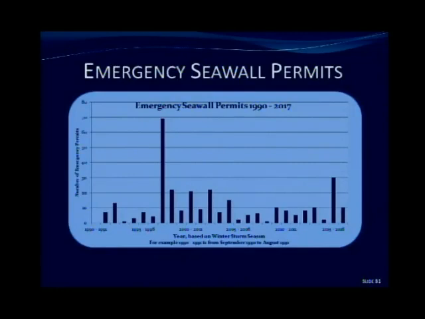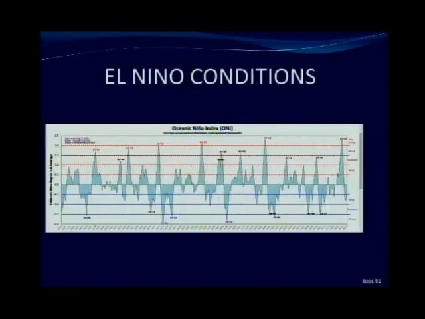This is a plot of the emergency seawall permits that have been issued by the Commission since 1990-91. The bottom years are those winter years. So 90-91 means the winter of 1990 going into 1991. We just finished with the winter of 2016-17. And you can see these peaks and lows in the emergency permits that have been issued.